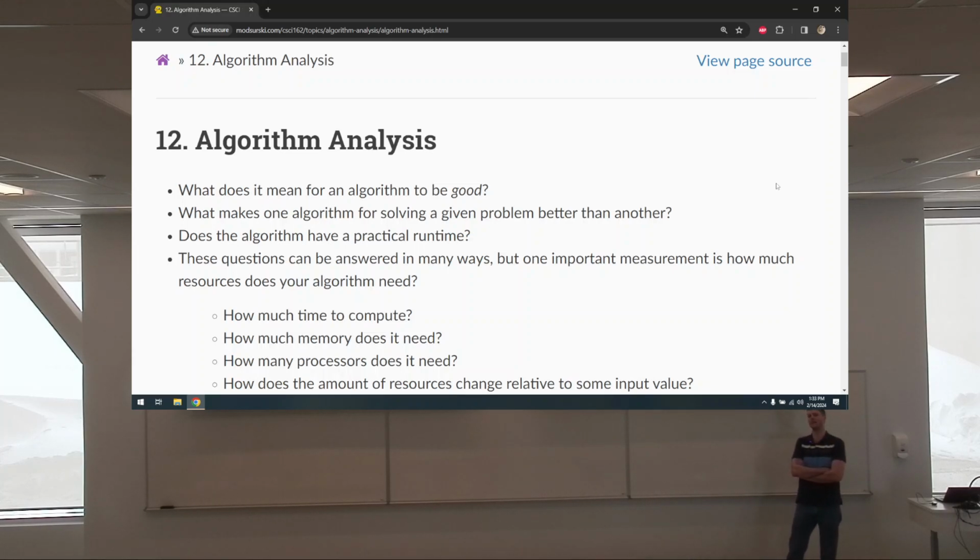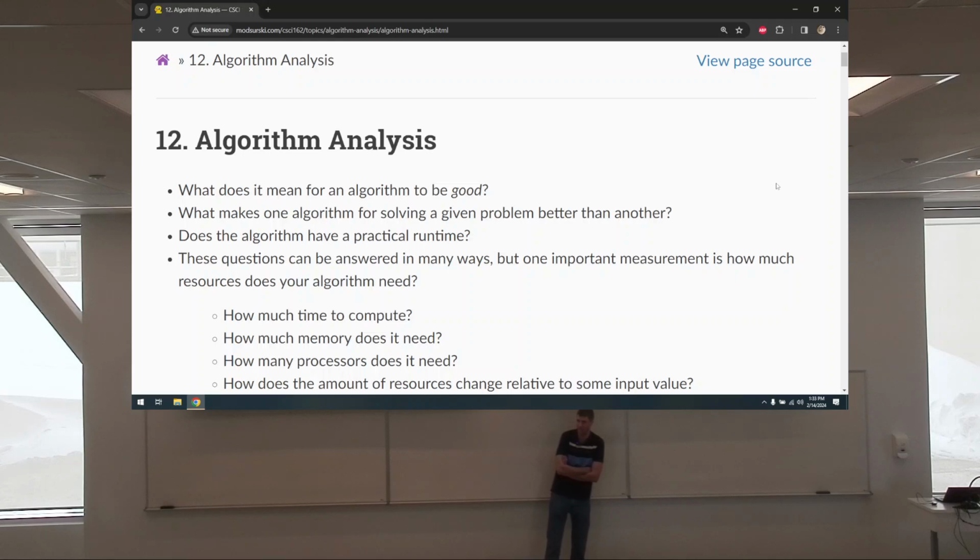Things that make code good, to me, are correctness. Obviously, you want your code to be correct. I want it to be understandable. I want it to be readable. But in addition to being correct, what we really care about when it comes to algorithms, in terms of what makes one better than the other, is how many resources that algorithm needs. Or more specifically, how many resources does the algorithm need, and how does the amount of resources needed change relative to the input size?